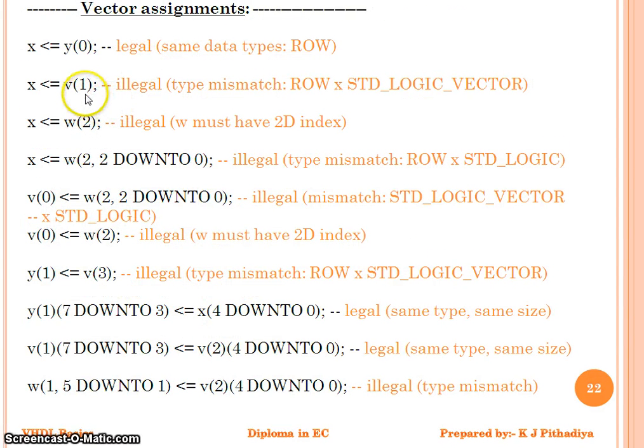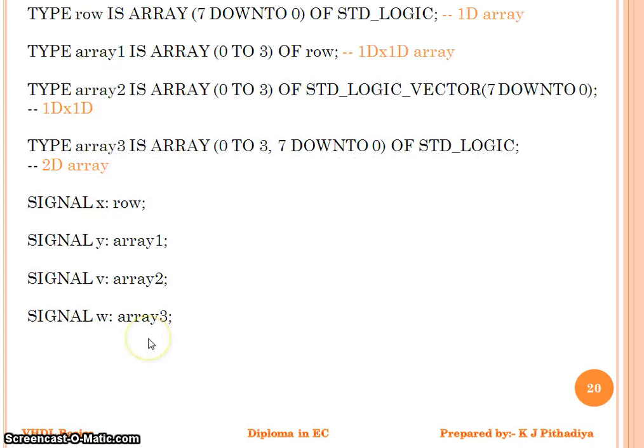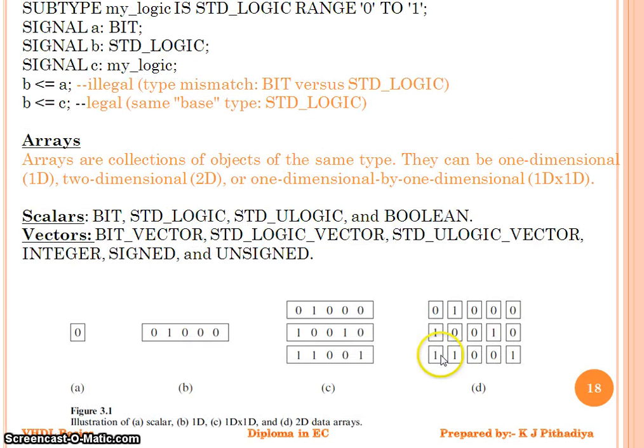Now next one, v of 1. What is v of 1? v is array 2. Array 2 is 0 to 3 of std_logic_vector 7 down to 0, 1d cross 1d. v of 1 assigned to x, where x is 7 down to 0.